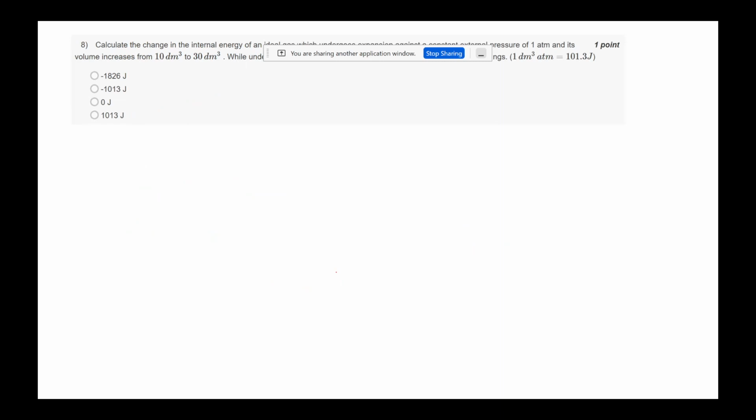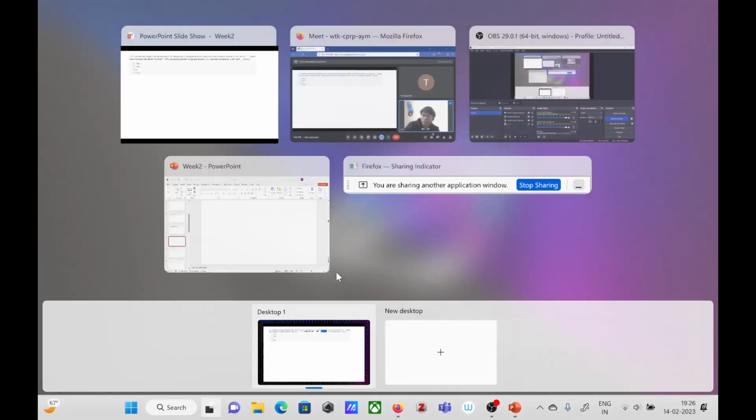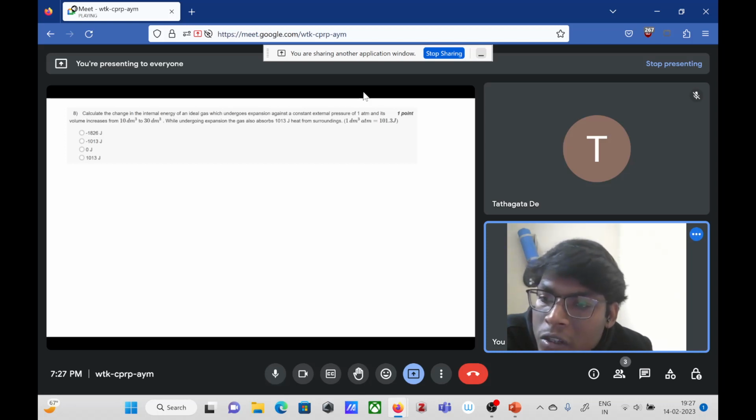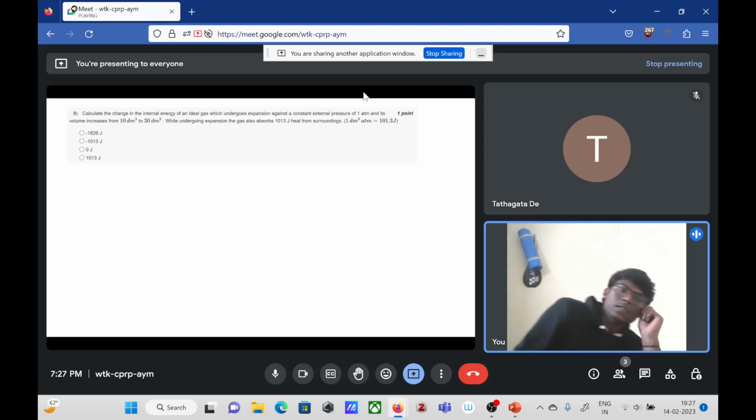Okay, let's go to the 8th problem, which says: calculate the change in internal energy of an ideal gas which undergoes expansion against a constant external pressure of 1 atm. Its volume increases from 10 dm cube to 30 dm cube. This is liter, let's say, decimeter cube. While undergoing expansion, the gas also absorbs 1030 joule heat from surroundings. So we have to calculate the internal energy.